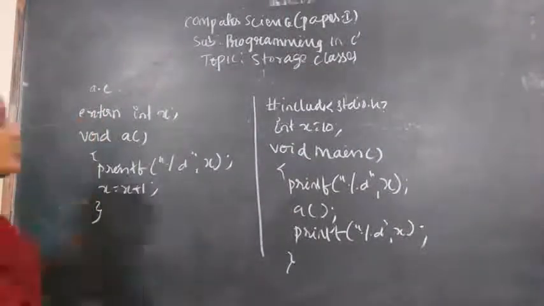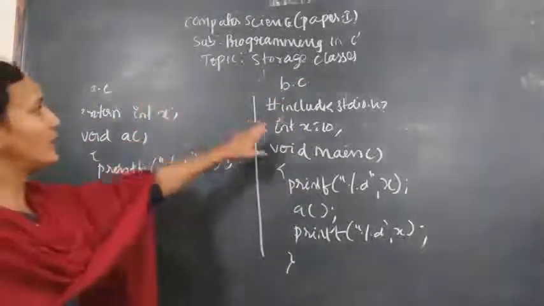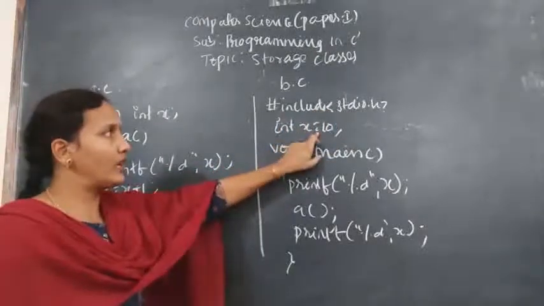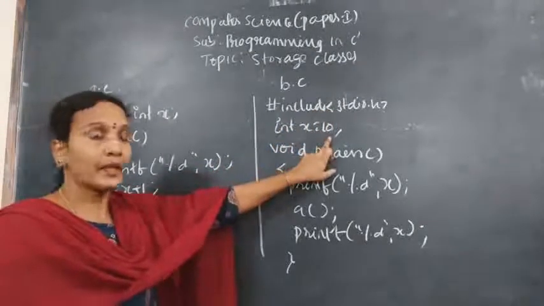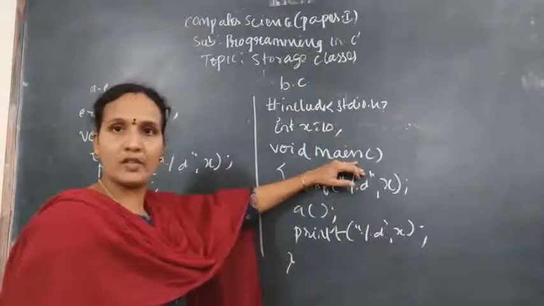One is a.c and the second one is b.c. Okay. So here I include a header file, and one global variable I have declared: int x equals 10. Next, it is a main function. From this point your program execution will start.